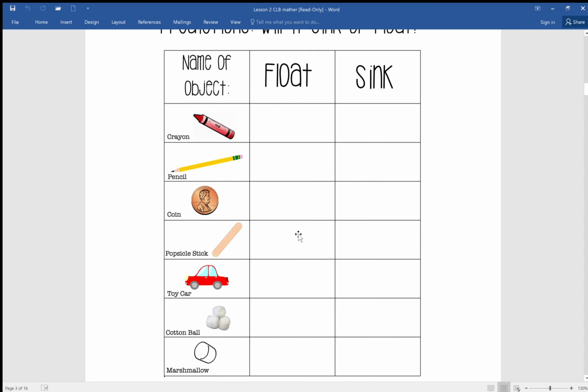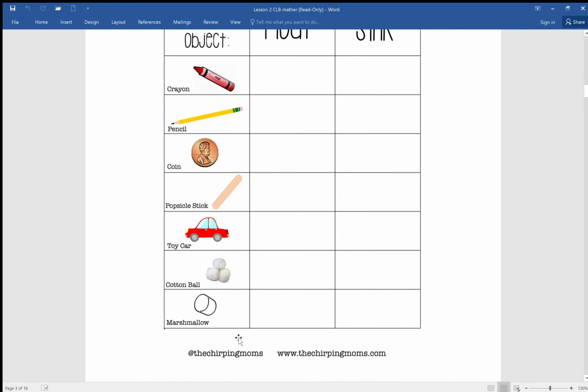Oh, you're so correct. It floats. A toy car, which presumably is made of metal? Yes, it sinks. What about the cotton balls that you see every day? Yes, it floats. And this marshmallow? That's a hard one. Okay, it floats.